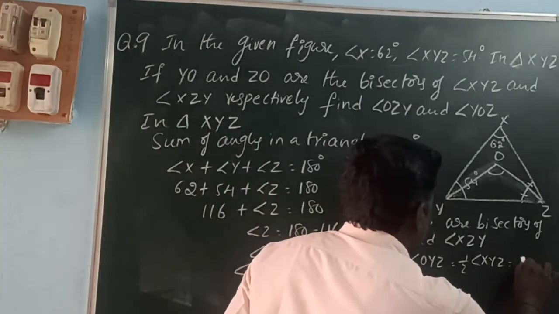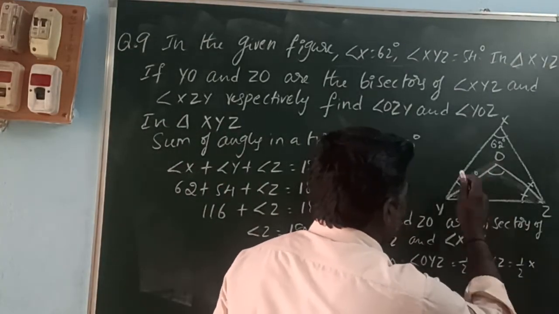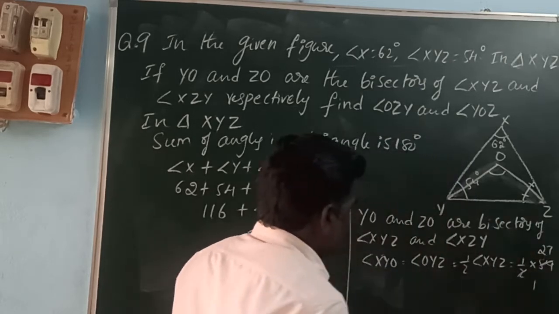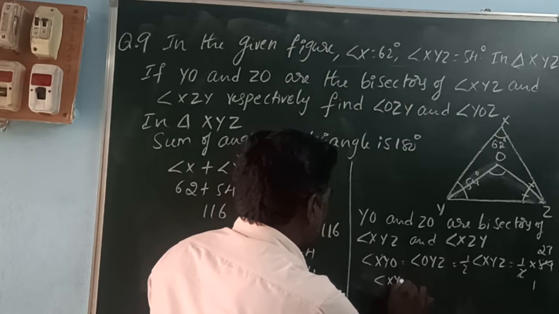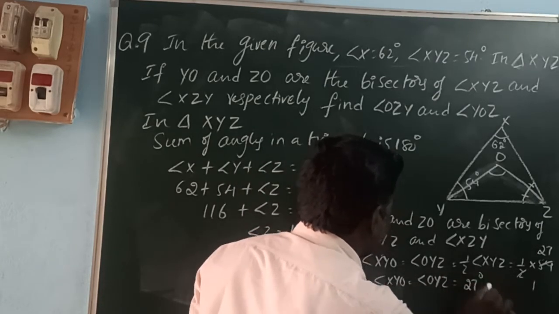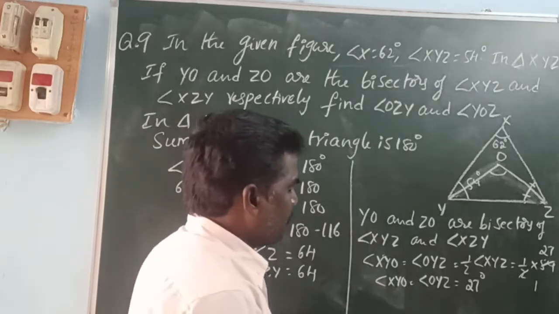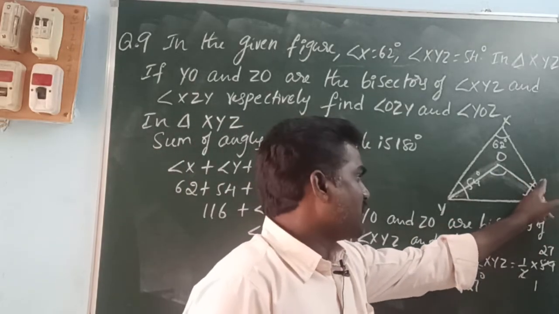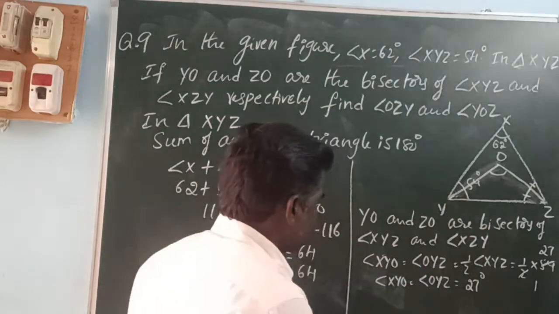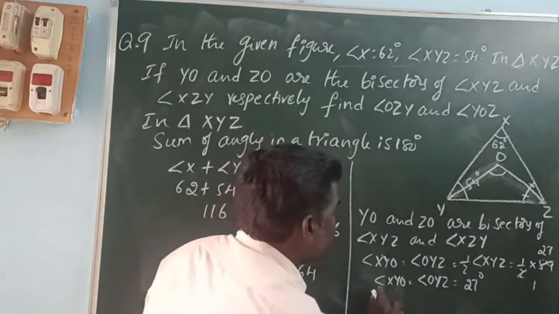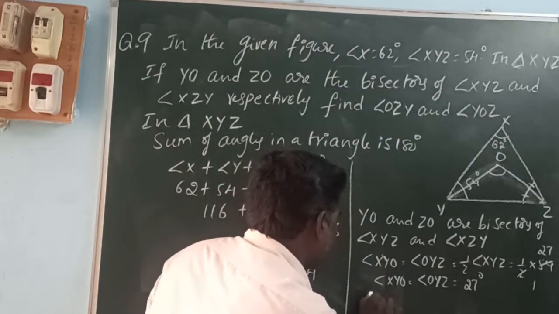So half of angle XYZ is how much? 54. Half of 54 is 27. So angle XYO is equal to angle OYZ, which is equal to how much? 27 degrees. Next, similarly, angle XZY is bisected by OZ. That means it is dividing into two equal parts.